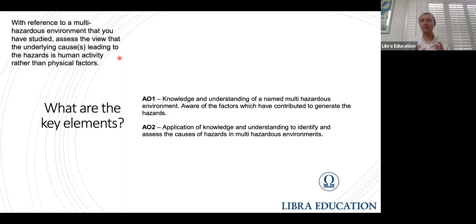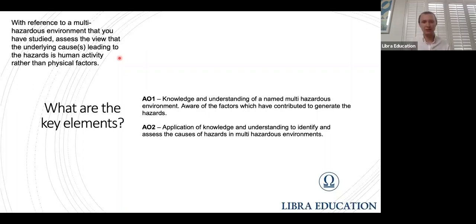So you get 10 marks for naming the environment you're talking about, giving facts about the case study, and being aware of factors that have contributed to those hazards. So this is simply the knowledge that we've got.